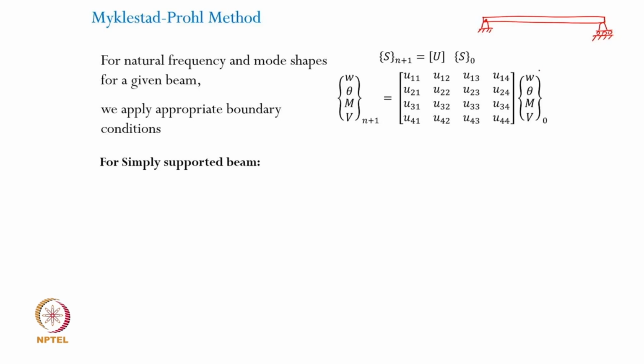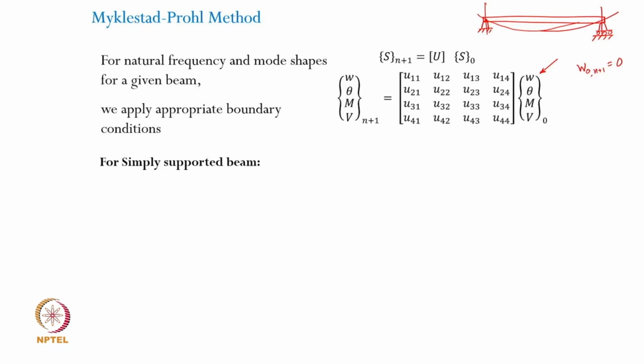Now you have 4 state variables here, right? Deflection, slope, bending moment and shear force. So at the ends, what are the boundary conditions? The deflection is obviously 0, right? So W at both 0 as well as n plus 1 is going to be 0. The deflection is going to be 0. Is the slope 0 for a simply supported beam? No, the beam can deflect at these supported ends.